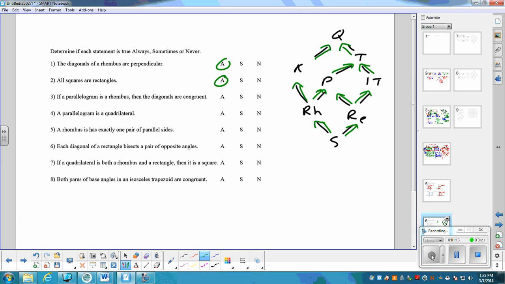If parallelogram is a rhombus, then the diagonals are congruent. Congruent diagonals come from isosceles trapezoid, so this is the part of the diagram that has congruent diagonals. Rhombus may be in that part if it's a square, but it's not always going to be a square. So, sometimes.